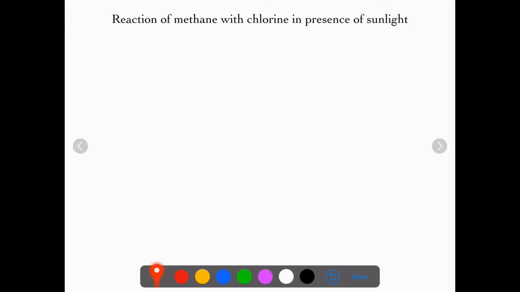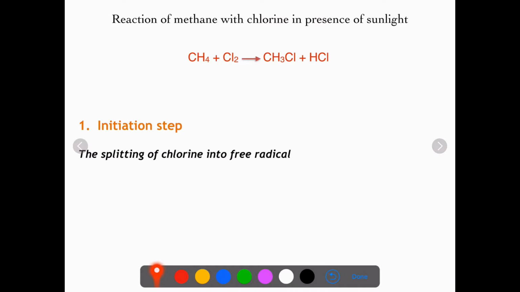Example 1. Reaction of methane with chlorine in sunlight. This reaction will produce chloromethane and hydrogen chloride as stated in the balanced equation below. So let's go into the mechanism on how this reaction proceeds. In step 1, in the presence of sunlight, the chlorine molecule will undergo homolytic fission to produce chlorine radicals. Make sure you use fishhook arrow to show this fission.